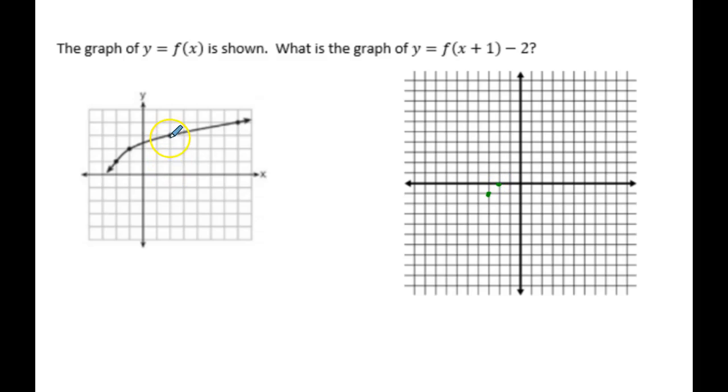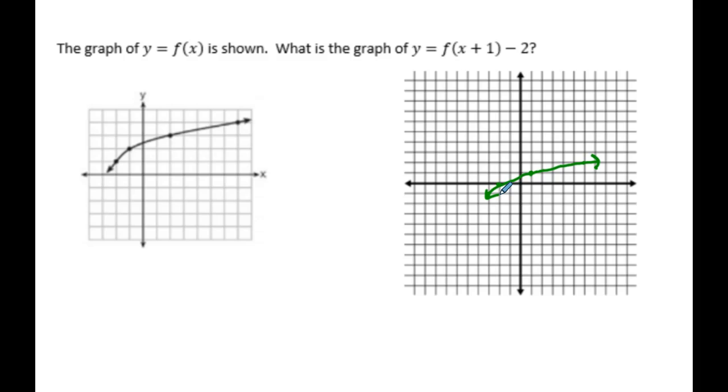The next point is at (2, 3). So if I move it left 1 and down 2, I would be at the ordered pair (1, 1). Then the last point is at 7, 4. So if we move that left 1 and down 2, that's going to put us at the ordered pair (6, 2). Now I have all these new points, and I can construct a graph going through all those points, continuing to the left and to the right.